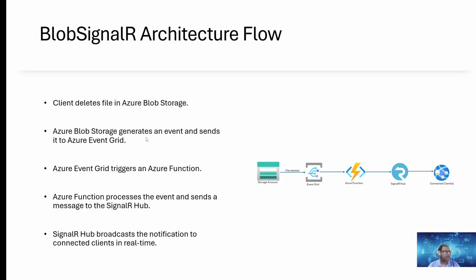Azure Blob Storage generates an event and sends it to Azure Event Grid. The Azure Event Grid triggers an Azure function which we have configured. The Azure function processes the event and sends a message to the SignalR hub. The SignalR hub broadcasts the notification to connected clients in real time. So this is what we will be showing you. Now, let's go into actual implementation.